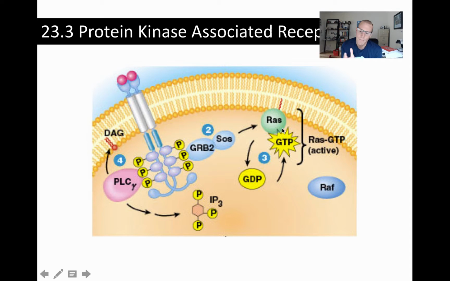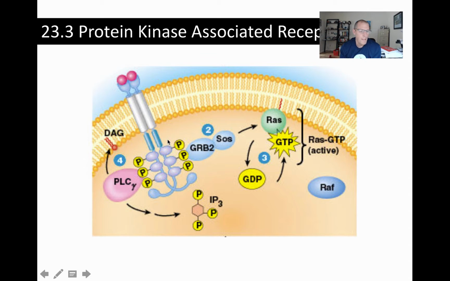So that activates RAS. And so this whole point of this phosphorylation of these tails is to get SOS to the membrane via GRB2. So that's this whole pathway over here. We'll come to this protein here, RAF, in a moment.